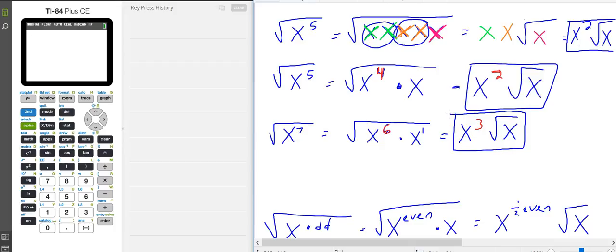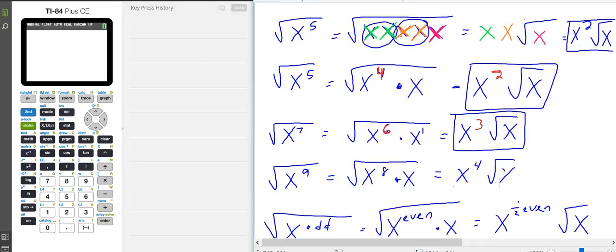Let's do one more. The square root of x to the 9th. We're going to take the square root and rewrite it as x to the 8th times x, because the exponent right below the 9 is 8. We multiplied it by x. That's equal to, we take 1/2 of 8, so that's x to the 4th. We take it out. We leave the square root of x inside.